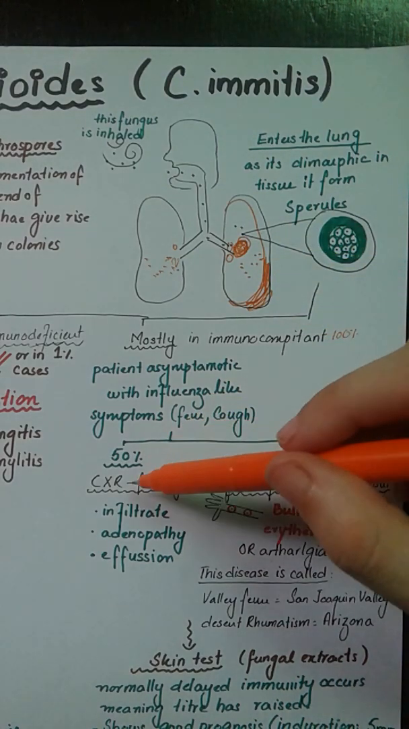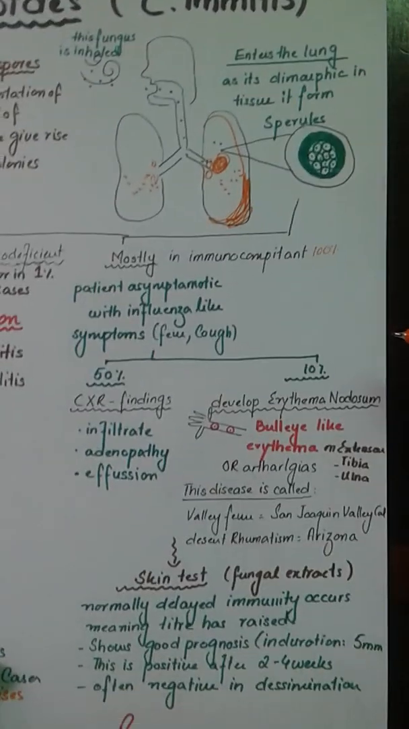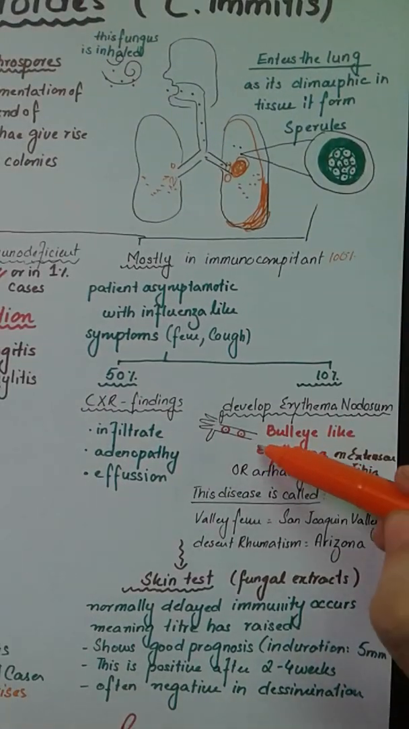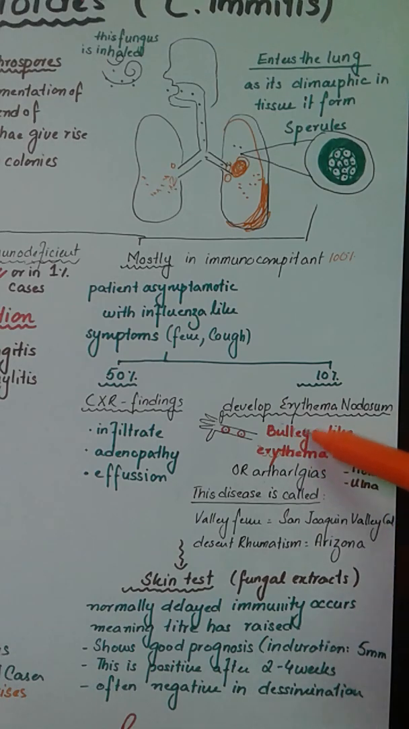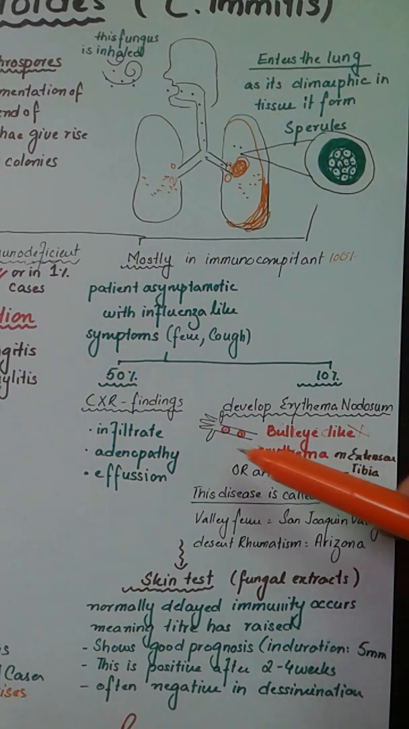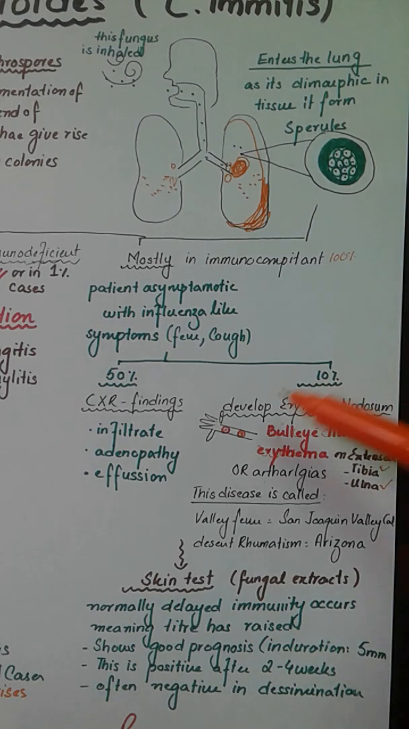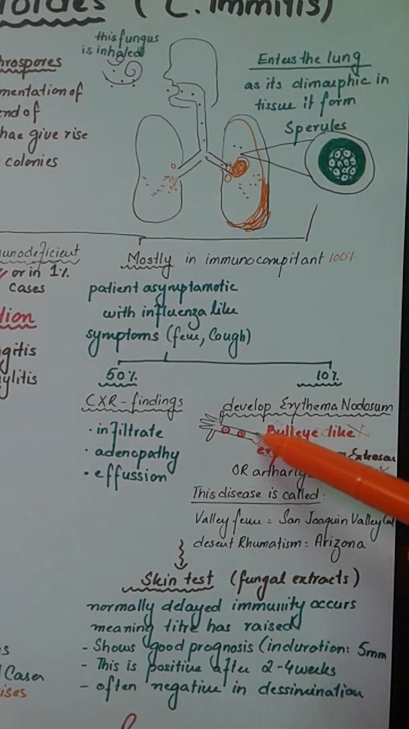Now, approximately 10% of those also develop a specific condition known as erythema nodosum. Erythema nodosum is actually not bullseye-like. It is basically erythema of the skin. Normally this erythema is seen on the extensor surfaces, such as over the tibia and the ulna. And apart from that, patients also have joint pains, which is known as arthralgias.